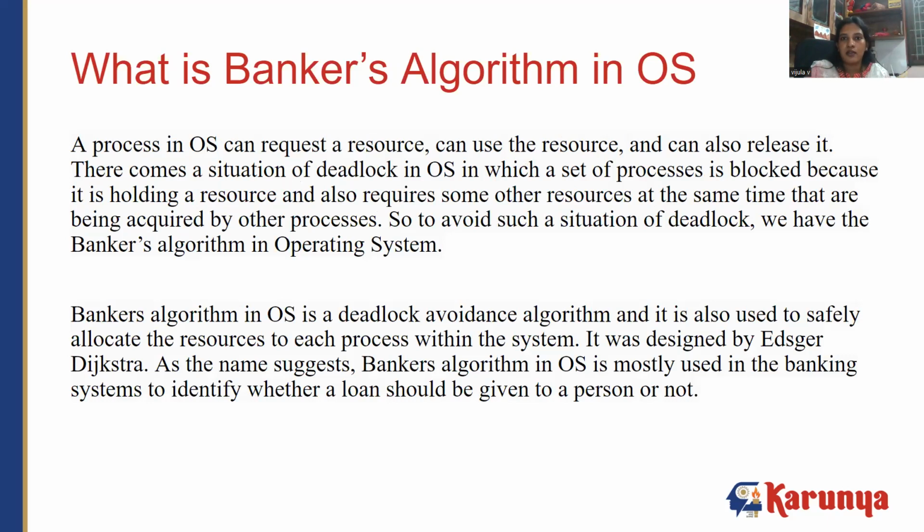We saw what a banker's algorithm is. So what is the banker's algorithm in an operating system? A process in the operating system can request a resource, use the resource, and also release it. Here comes the situation of deadlock, in which a set of processes is blocked because each is holding a resource and also requires some other resource at the same time, which is being acquired by the other processes. At this point of time, a deadlock would occur.